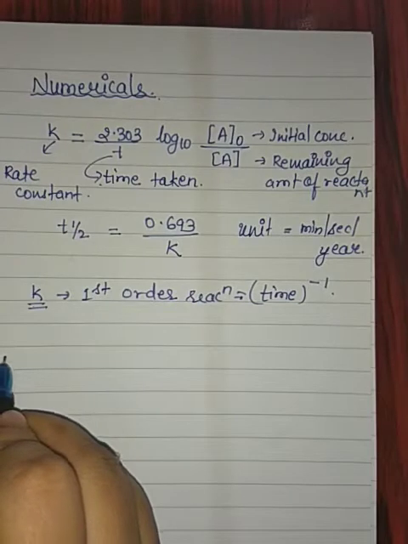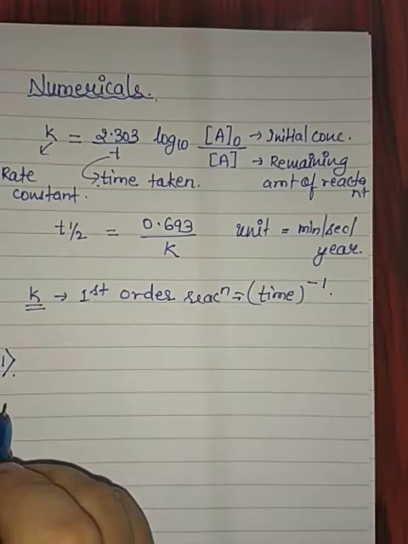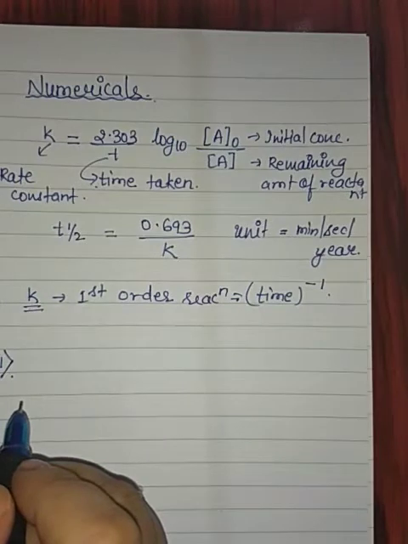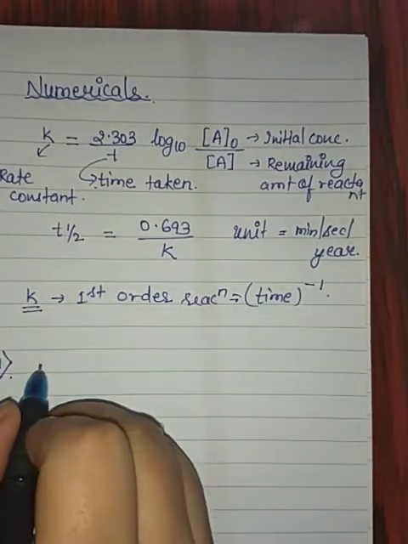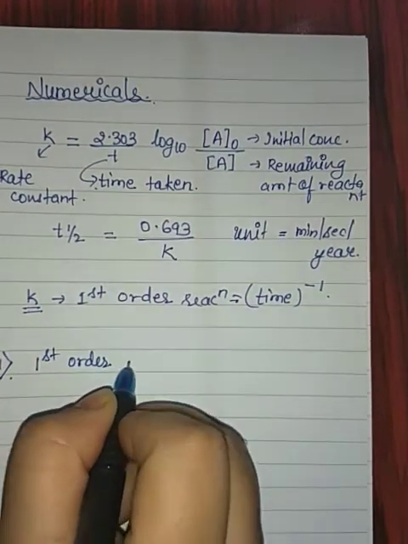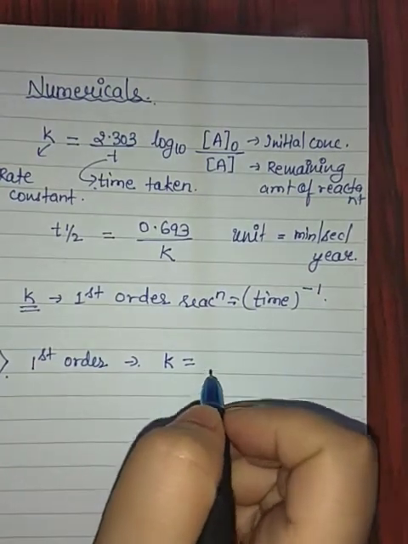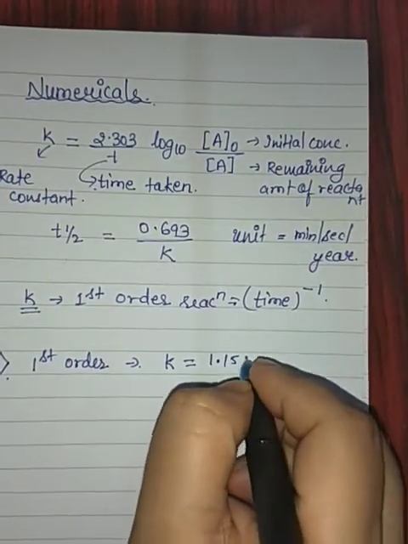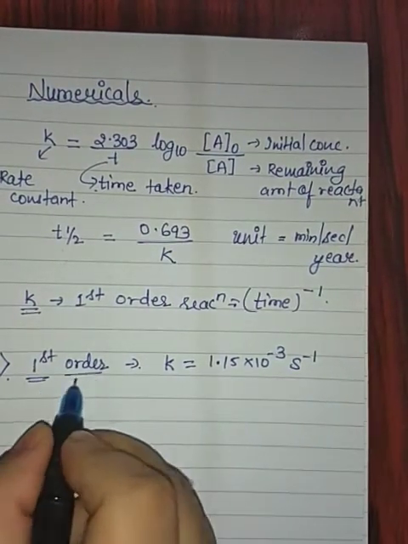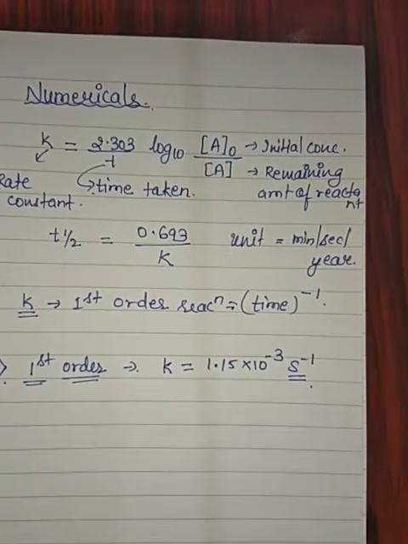Let us solve numerical number 1 from your textbook. It says that a first order reaction has a rate constant 1.15 into 10 raised to minus 3 second inverse. So the order is given to you, first order reaction. Then the rate constant is 1.15 into 10 raised to minus 3 second inverse. Even if they don't give it as first order, looking at the unit of k, you can say that it is a first order reaction.